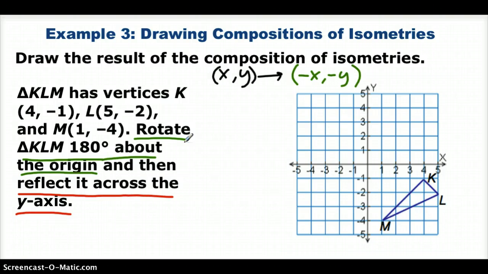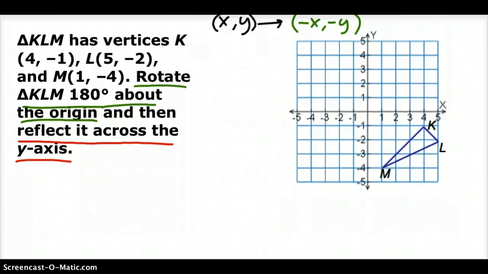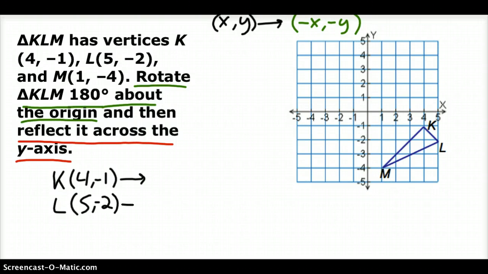They were nice to us on this one. I don't think I was so nice in your notes. I don't think I included the pre-image, but they graphed that one for us already, which is, again, nice of them. Let's worry about this first step first. We can start by writing out our original points. K is 4, -1. L is 5, -2. And finally M is 1 and -4.